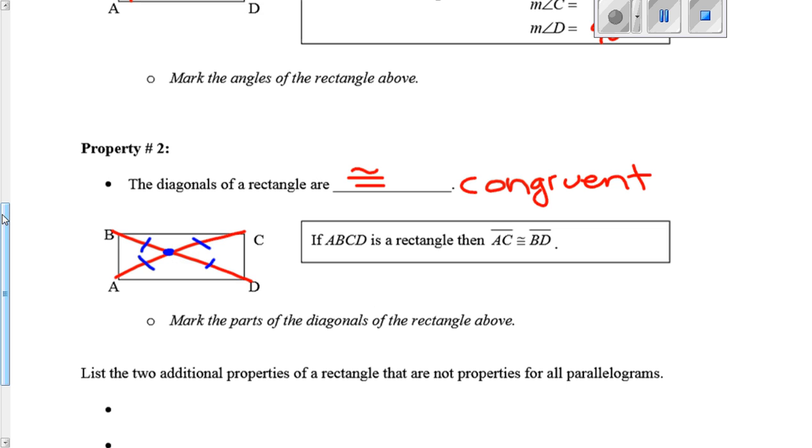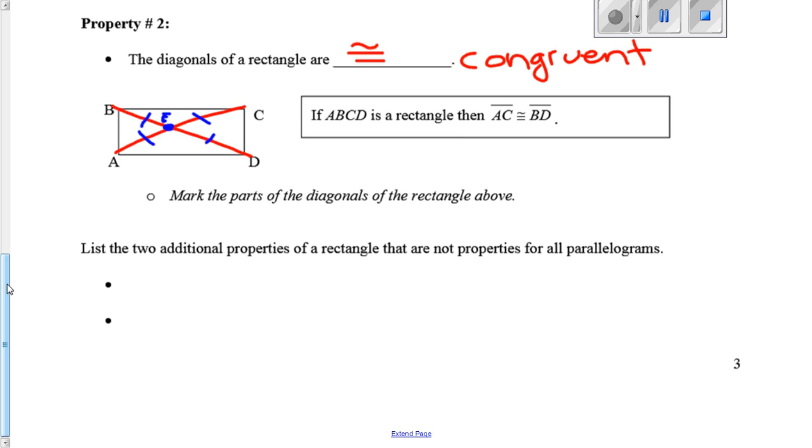Okay, so if I cut into 4 pieces, they are all equal. In a parallelogram, that's not true. It would just be that AE is equal to EC and BE is equal to ED. Here, because it's a rectangle, all 4 are equal to each other.